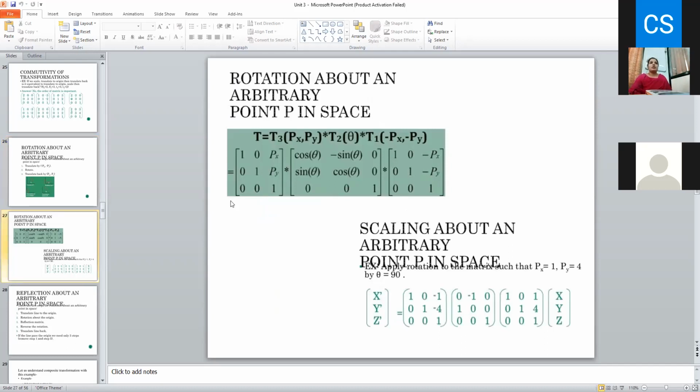These are the T matrices for the same: the translation with px py values, then rotation, and then the inverse translation. This is how you calculate the T total. Once the T total is with you, you simply multiply it with the P matrix to get the resultant value. Okay, so let us solve this problem.